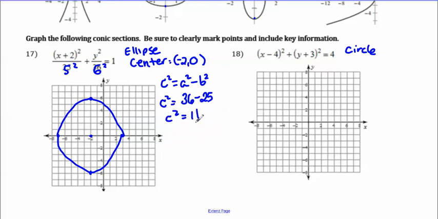Although algebraically this has two answers, positive root 11 and negative root 11, since we're expressing a distance, we're going to use the positive answer. So c is going to equal the square root of 11, which is approximately 3.3. Remember that the foci are going to be on the major axis, the longer axis, and from the center you're going to go up 3.3, and you're going to go down 3.3.